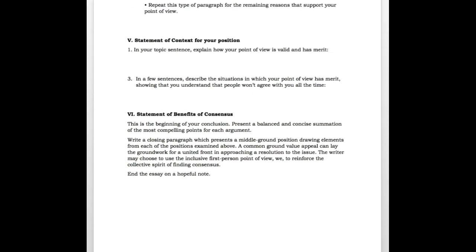Step 5 is statement of context of your position. So in your topic sentence, you're going to explain how your point of view is valid and has merit. This is why you're correct. This is why looking at it from your position is correct. And in a few sentences, describe the situations in which your point of view has merit. So your point of view has merit because you're looking at it in this context and under these circumstances.